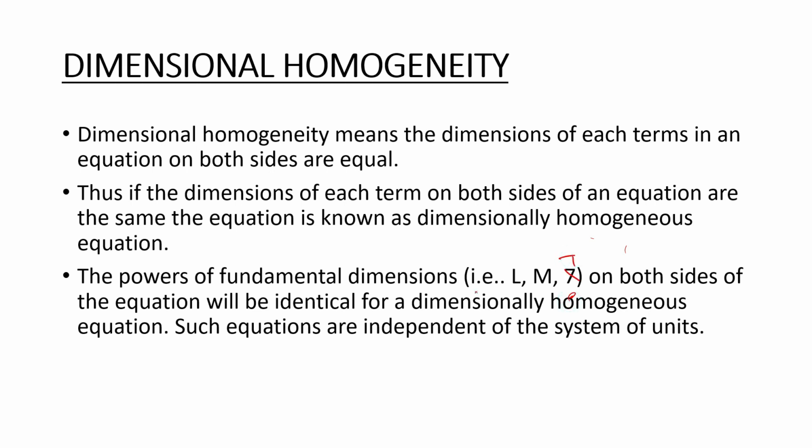The powers of fundamental dimensions on both sides of the equation will be identical for a dimensionally homogeneous equation. Such equations are independent of the systems of unit. Let us understand this with an example. The example is v is equal to root of 2gh. This is a formula mainly used to calculate the velocity of a flow, such as velocity through an orifice. You know this equation. So let us see whether it is a dimensionally homogeneous equation.